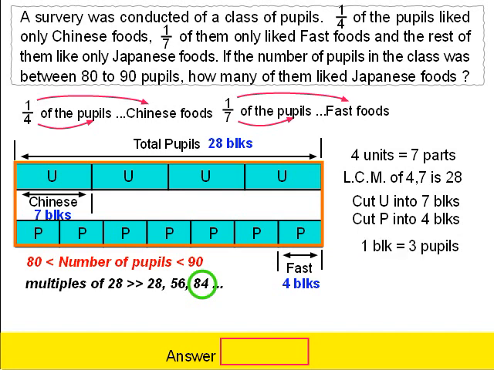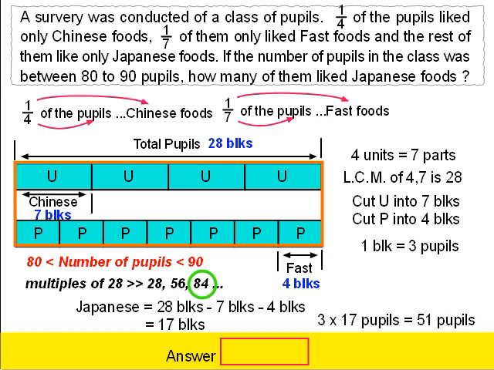Put it down. Then the question is, how many of them like Japanese food? Total 28 blocks, 7 blocks like Chinese, 4 blocks like fast food. Therefore, the total number of blocks that like Japanese food only would be 28 minus 7 minus 4, which gives us 17 blocks. Since 1 block is equal to 3 pupils, therefore 17 blocks is equal to 17 multiplied by 3, that gives us 51 pupils. Hence, the answer to this question is, there were 51 pupils that like only Japanese food.